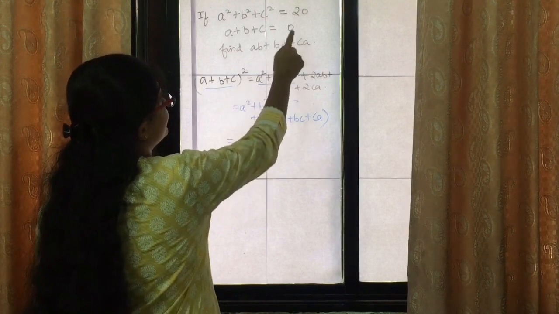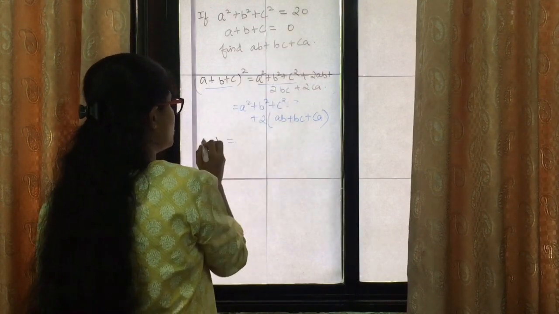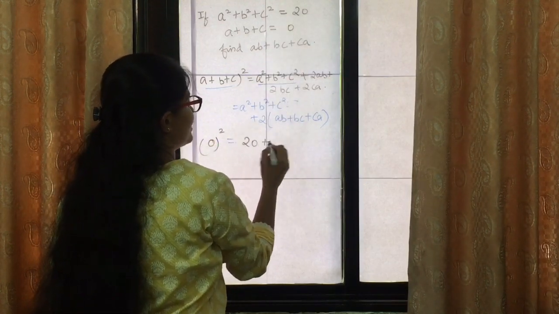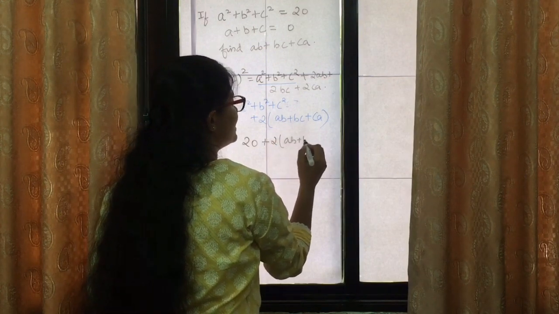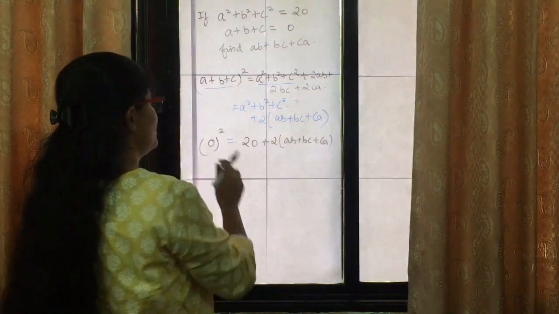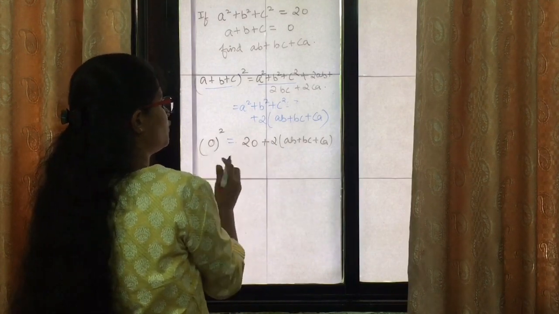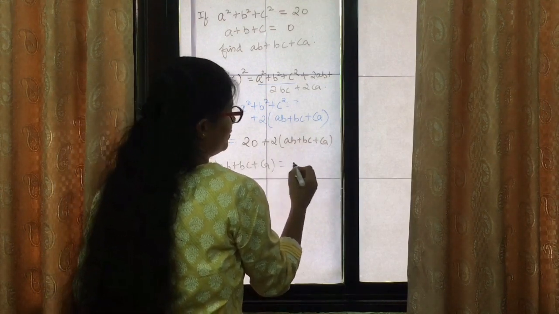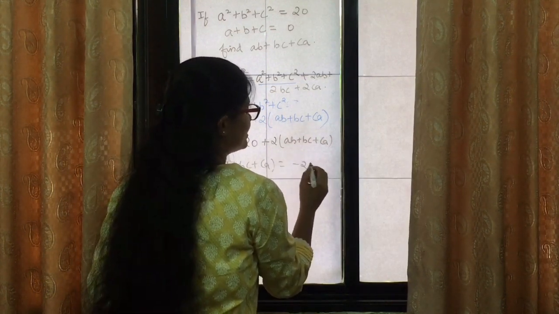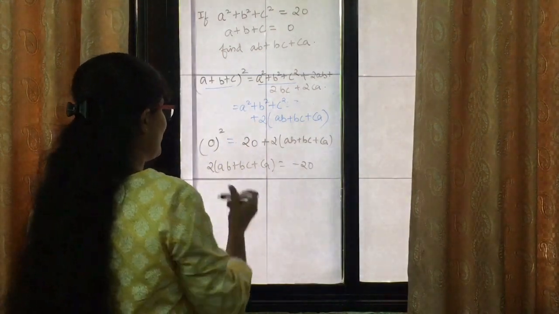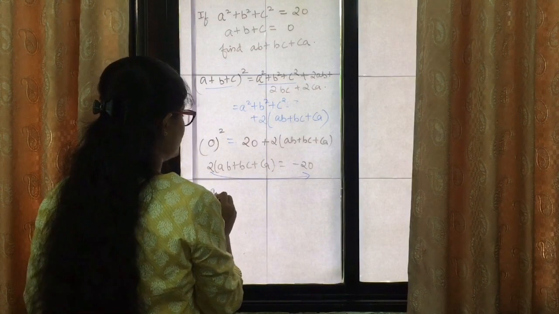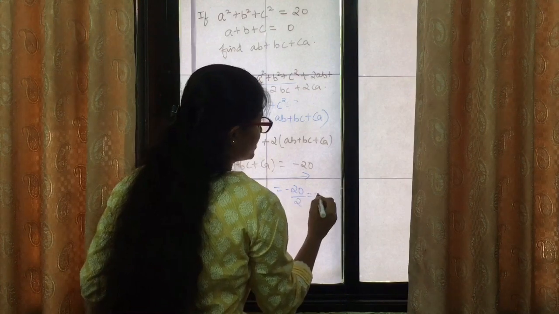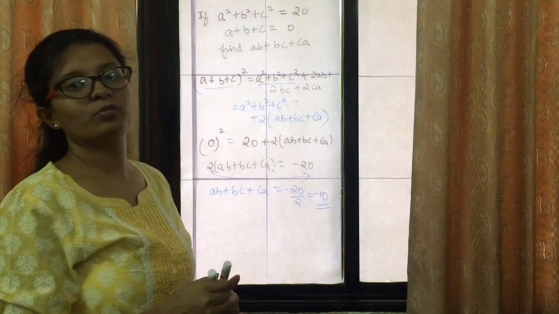Let's see. How much is a plus b plus c given? 0. We will substitute 0. 0 square. a square plus b square plus c square is given as 20. So we will substitute 20 plus 2 into ab plus bc plus ca. Now 0 square is 0. We can take the constant to one side. Can we write like this? 2 into ab plus bc plus ca is equal to minus 20. If I take this 2 down, my answer for ab plus bc plus ca will be minus 20 upon 2, which comes out to be minus 10.